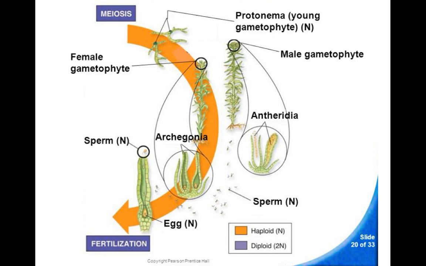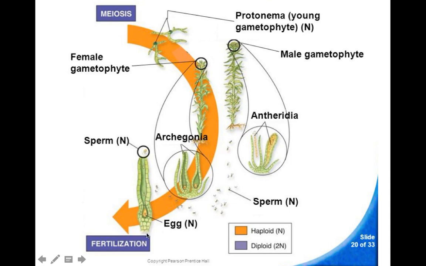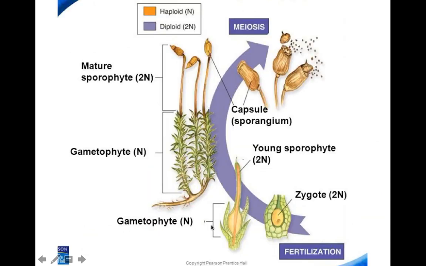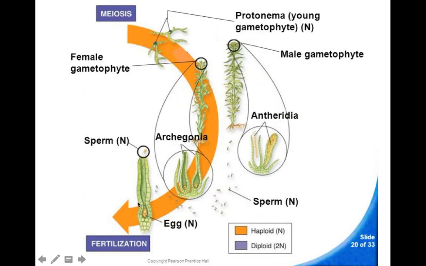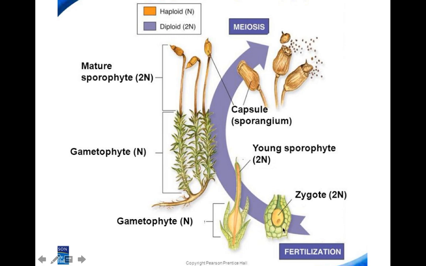And so we'll switch here to the diploid phase. And when sperm and egg cell come together, they produce a fertilized egg, which we call a zygote. And so here is that zygote right at the base of an archegonia. Like if I zoomed in right here, that's what I'm seeing right here. Okay, so this zygote is now fertilized, and now it has 2N, it's diploid.